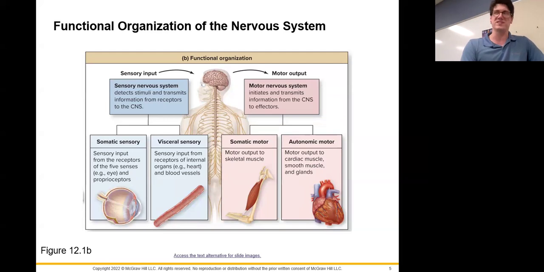Same thing with telling my stomach to squeeze and push the stuff out of my stomach into my intestines. That is autonomic. I can't exert conscious control over that. I can exert conscious control over my skeletal muscles, okay? So if you can exert conscious control over it, we are using the somatic portion of our motor nervous system.